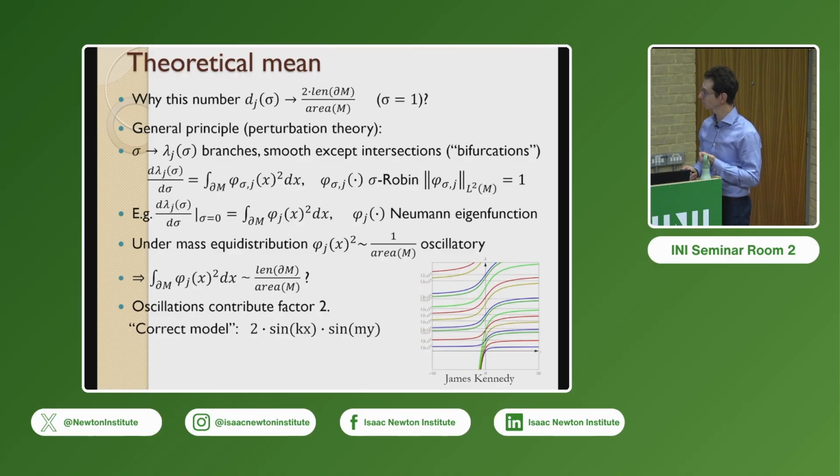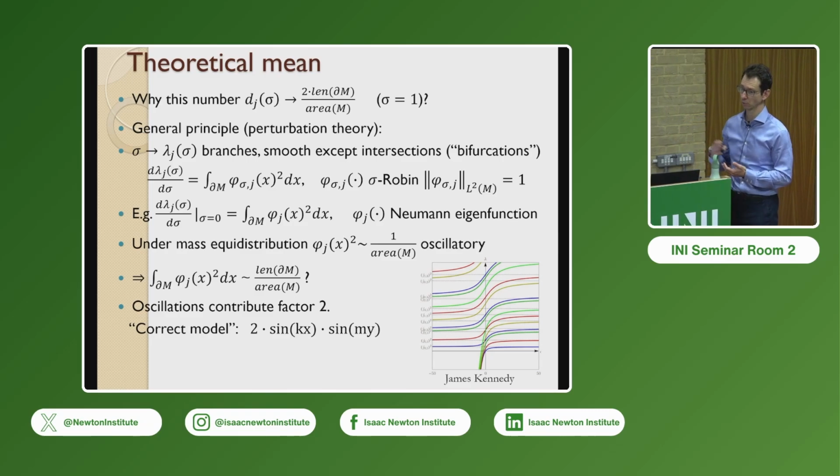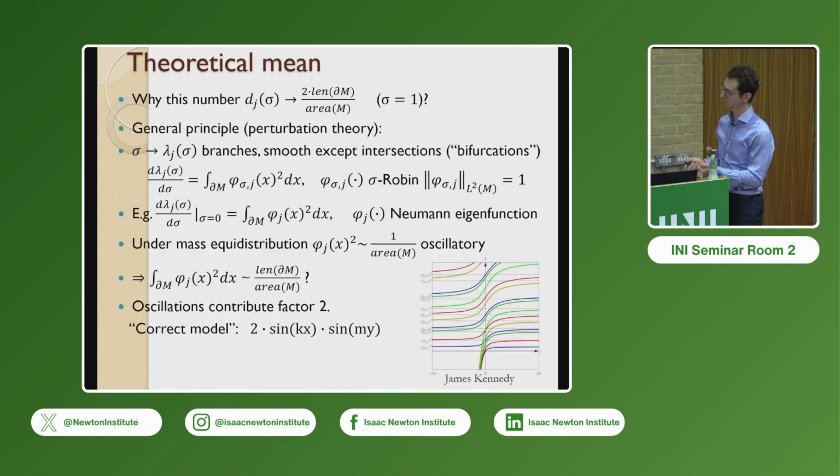The reason is that this is not a good way to think about the limit eigenfunction, as just the constant 1 over area. It is oscillatory, and if you think about it, that accounts for the factor 2. If it is going to be, let's say, sine x sine y with frequency m at the boundary, then in order to make the L2 norm 1, we have to multiply by a factor of 2, and then we get the correct factor.